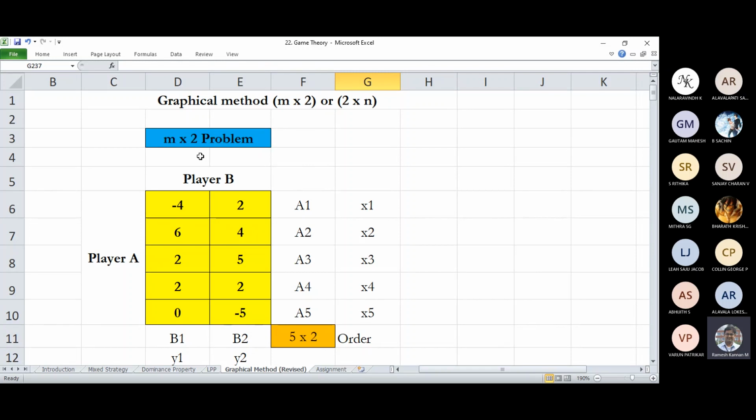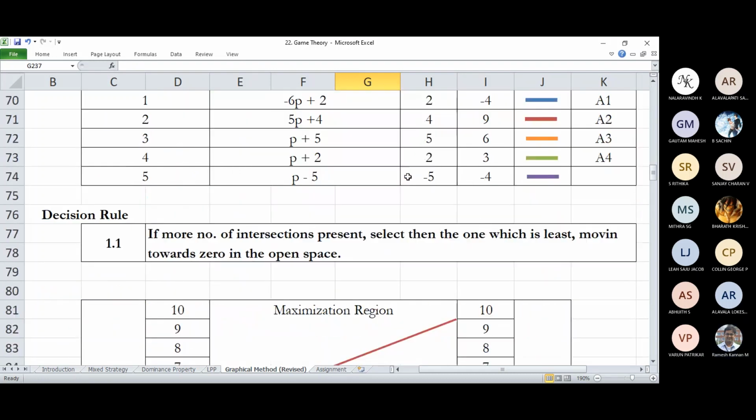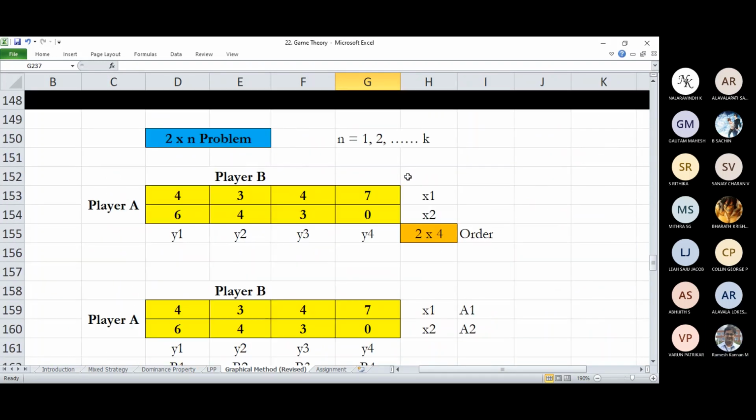In the previous class, we talked about the m cross 2 matrix. In this lecture, we'll be focusing on the other way around. So we'll have a number of columns, but the rows will be restricted to only 2. That is a 2 cross n problem. So n can be a finite set, like 1 to k, where k is finite, with a number of columns.